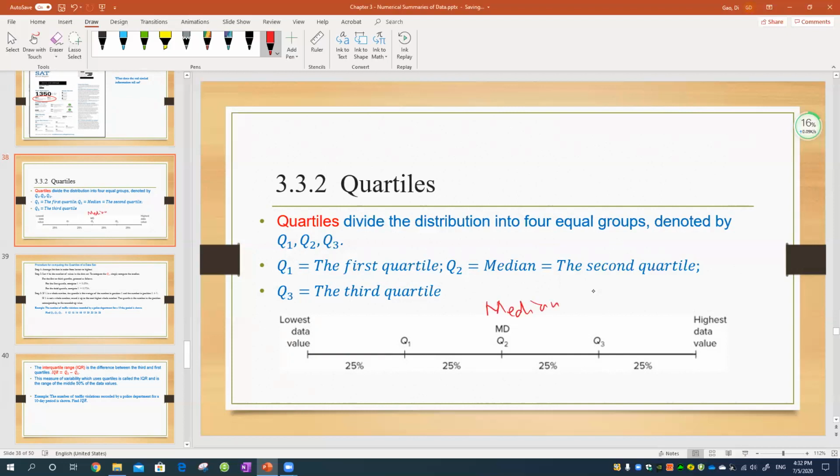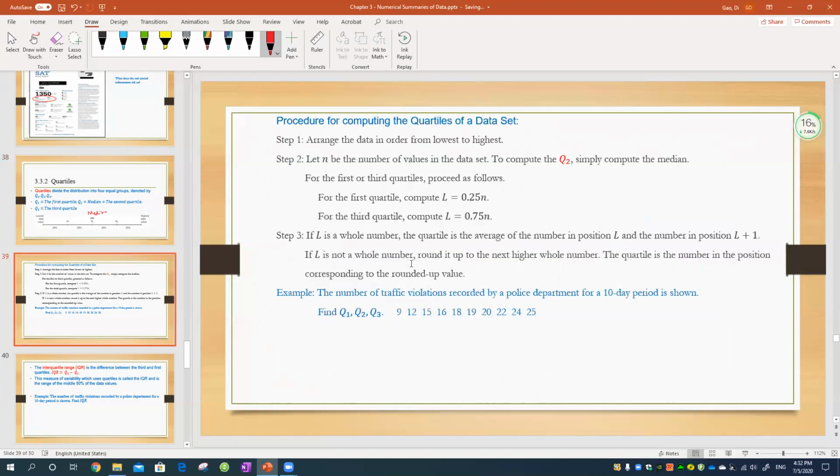Because Q2 is the number that separates the population into exactly two groups, it is a value right in the middle. So it's the same as the median. And now that we have defined the quartiles, let's see how to find the quartiles from a data set.